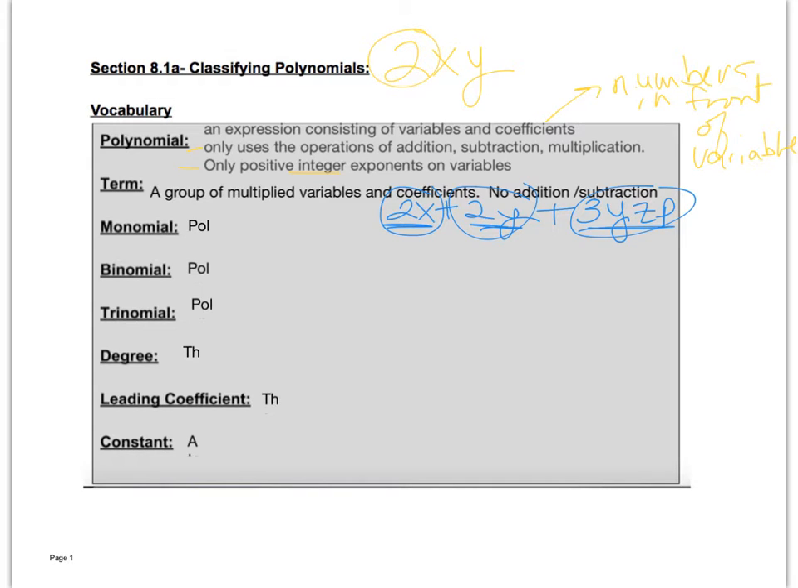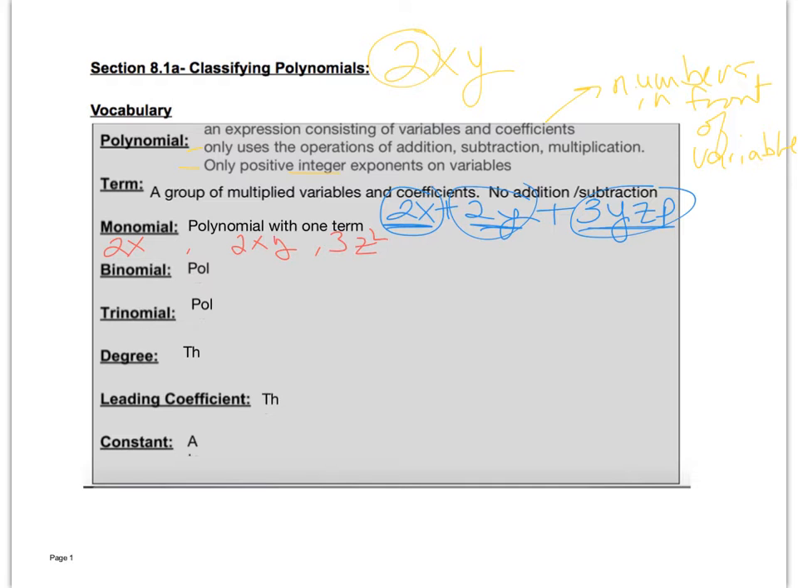A monomial is just a polynomial with only one term. So for example, examples of monomials would be 2x, or 2xy, or 3z squared. All of those are examples of monomials. They're one single chunk of multiplied things. There's no addition or subtraction between them. They're just 3 separate examples that I gave you.